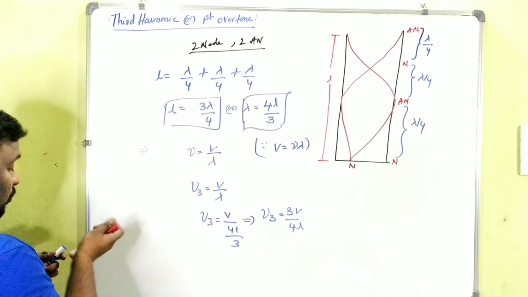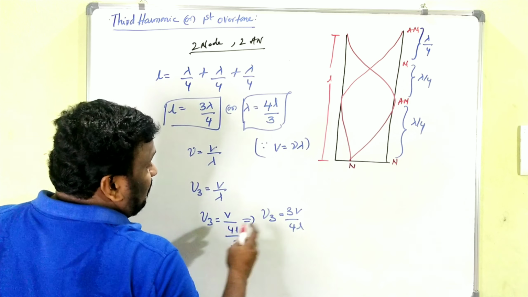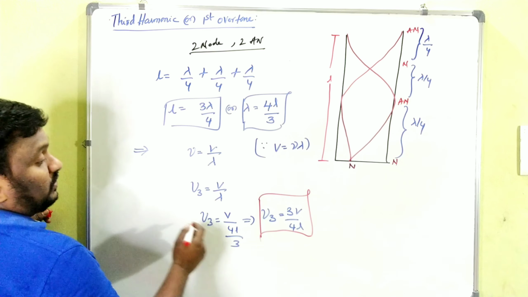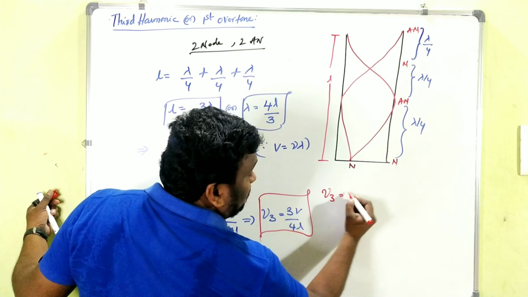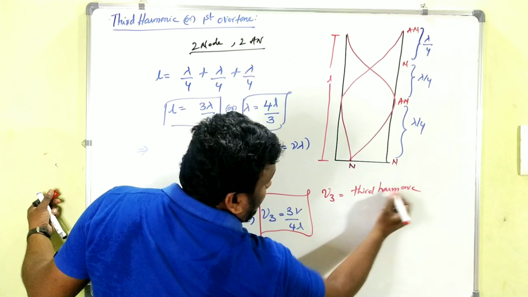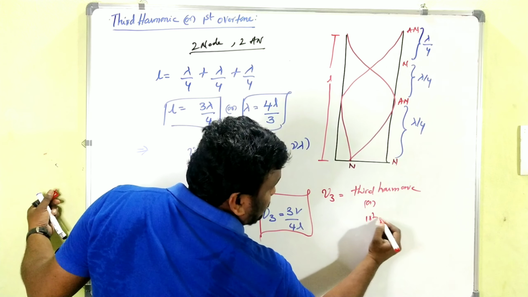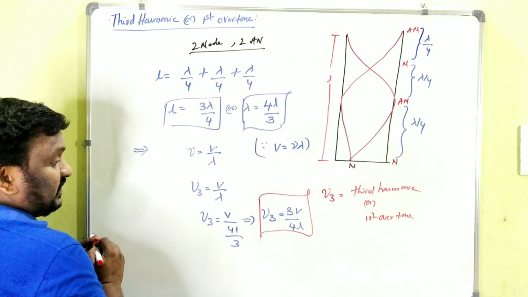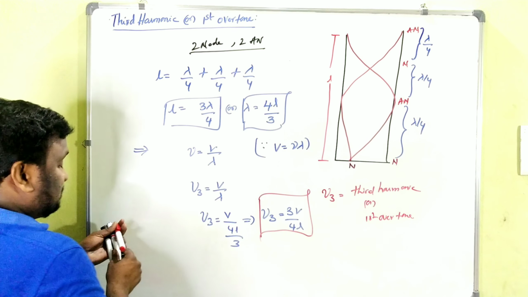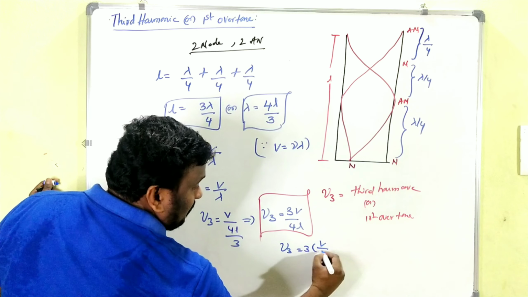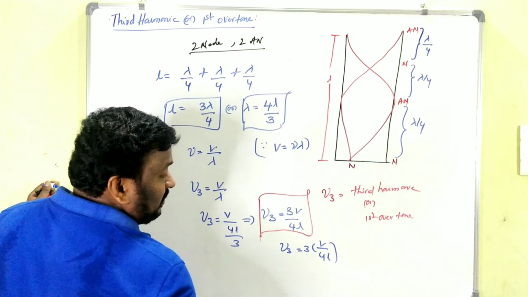Nu 3 is equal to 3V by 4L. This is what we call the third harmonic or first overtone. What is the first overtone? Here we will write like this: nu 3 is equal to 3 into V by 4L.